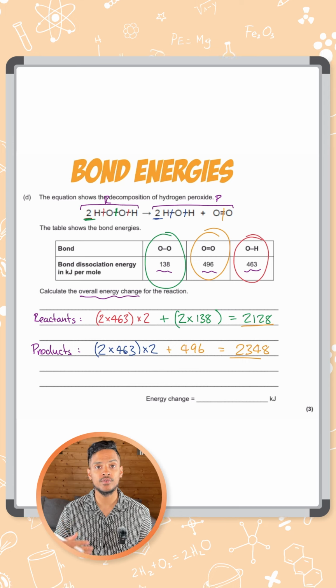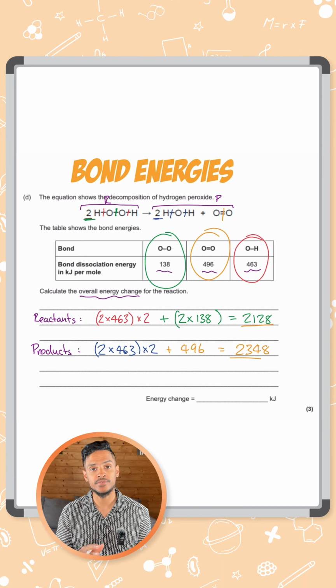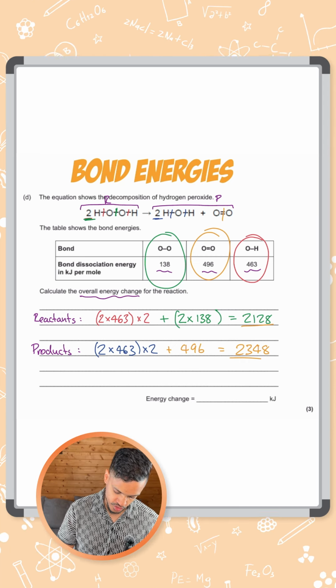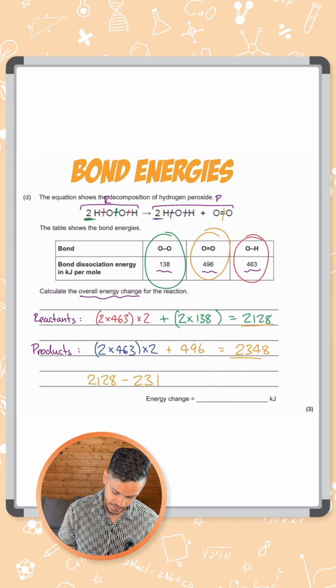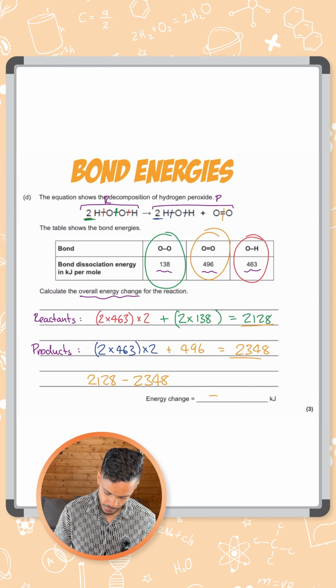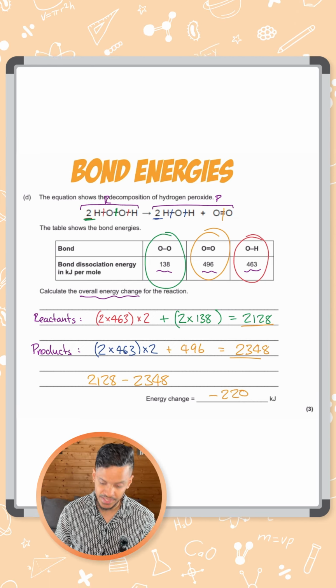If we want the overall energy change here, we need to find the difference between the two. So that's going to be 2128 minus 2348, which gives a final answer of minus 220 kilojoules.